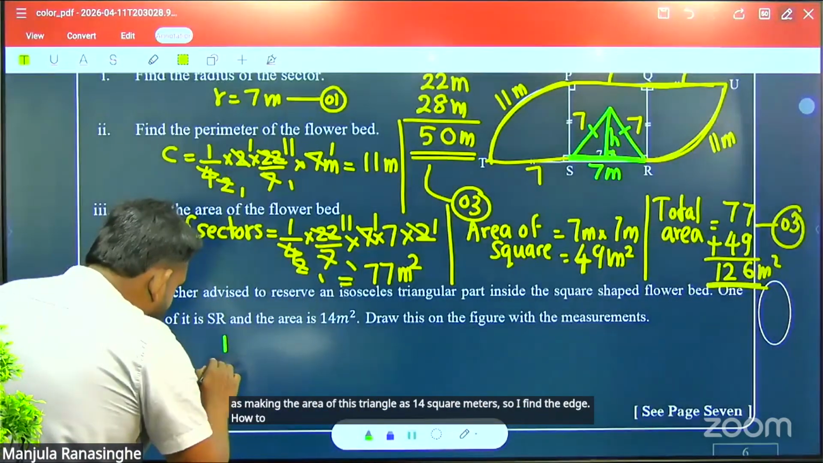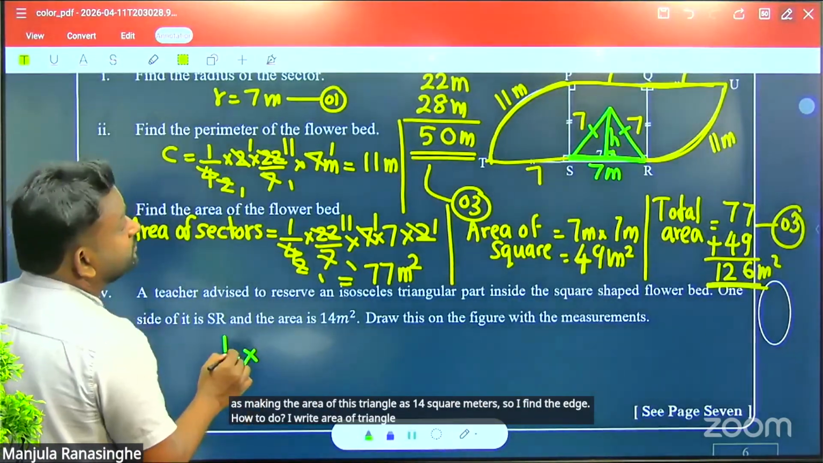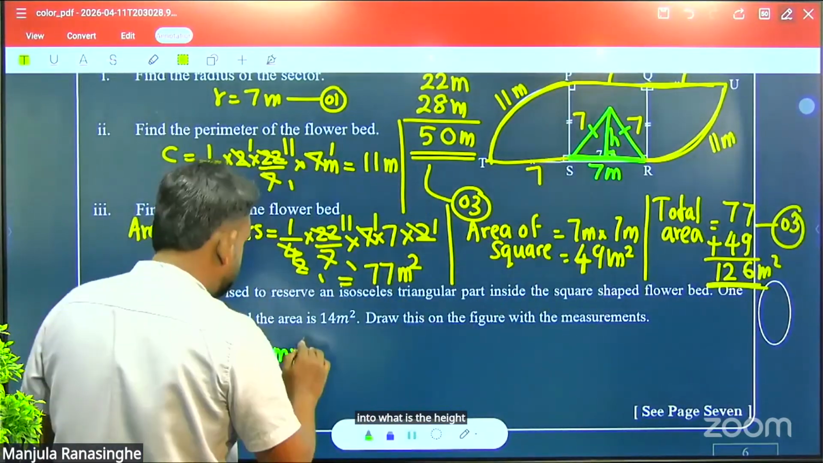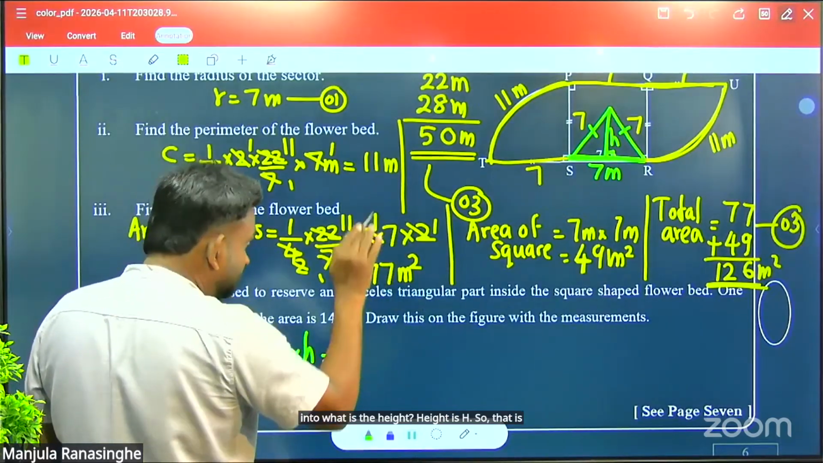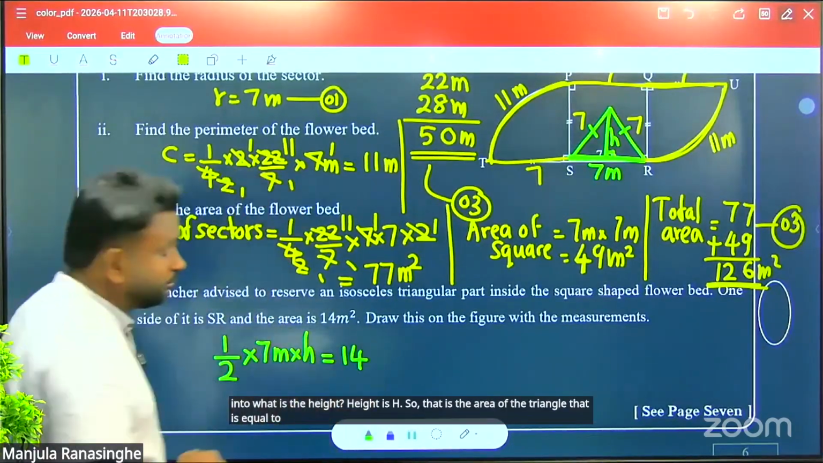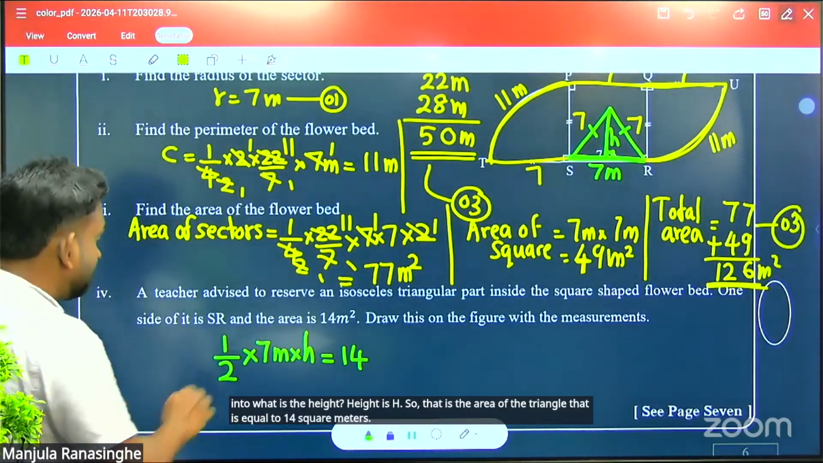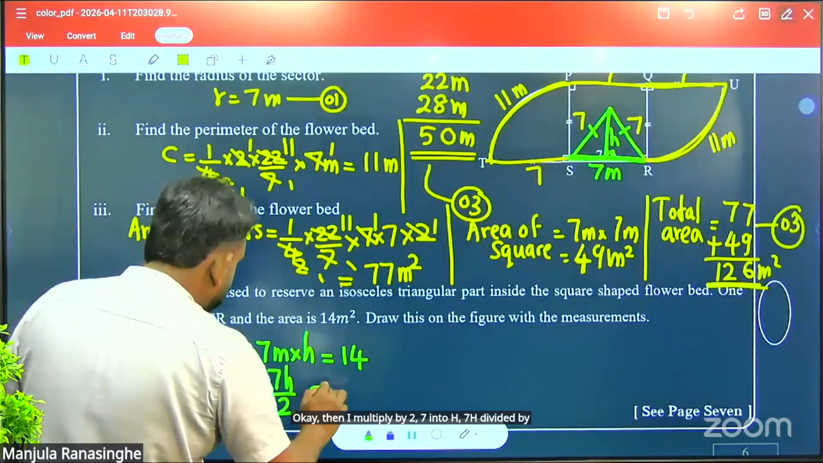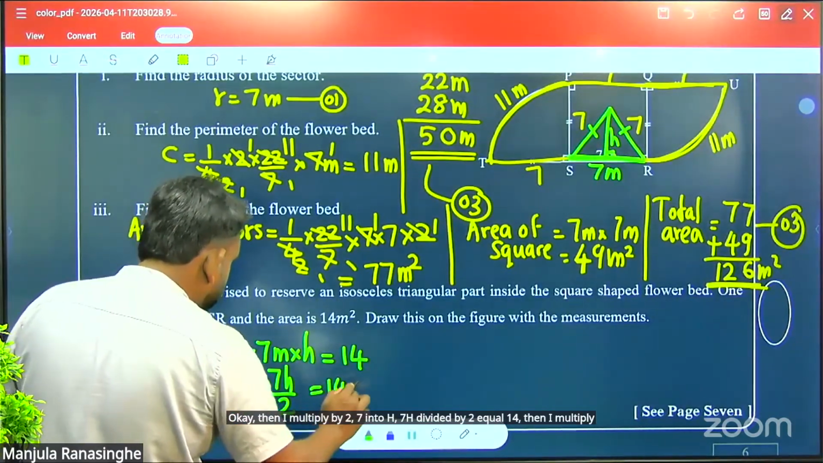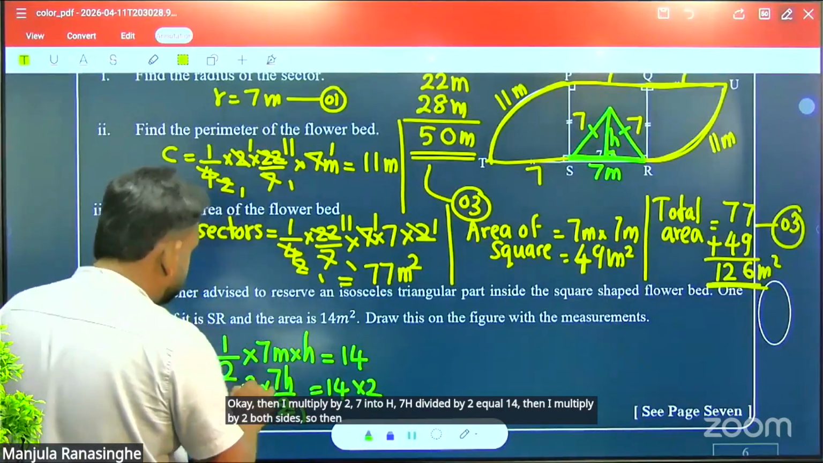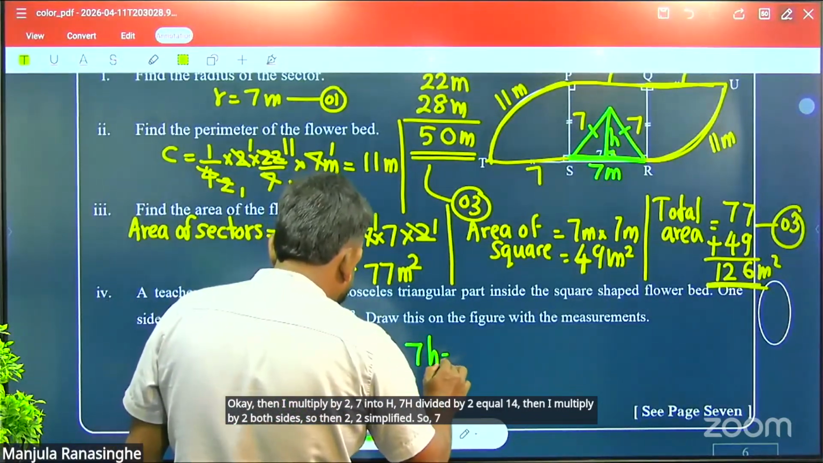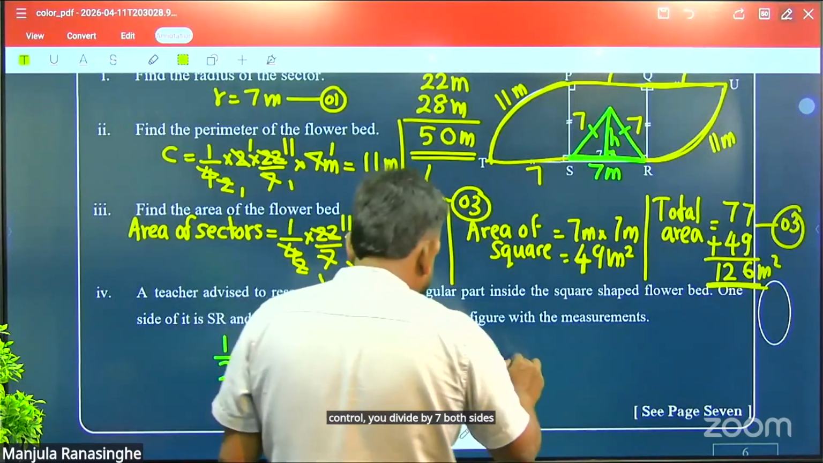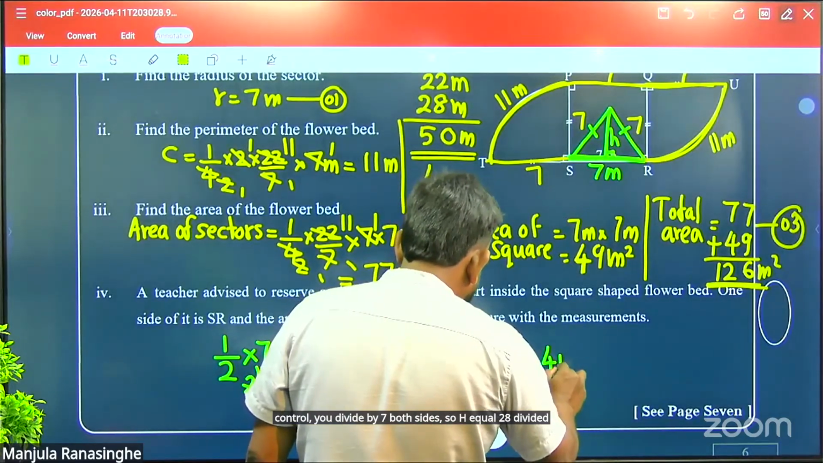How to do? I write area of triangle is half into base. Base is 7 meters, into height h. That area of the triangle is equal to 14 square meters. Then I multiply by 2: 7h divided by 2 equals 14. Multiply both sides by 2, so the 2s are simplified. So 7h equals 28. Divide both sides by 7, so h equals 28 divided by 7, which is 4 meters.